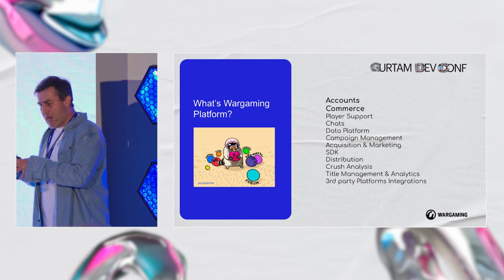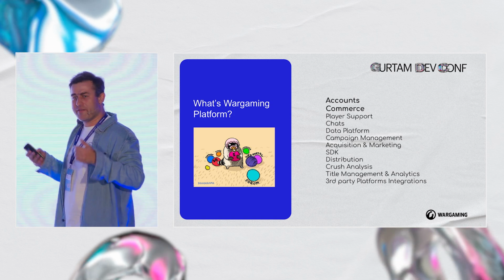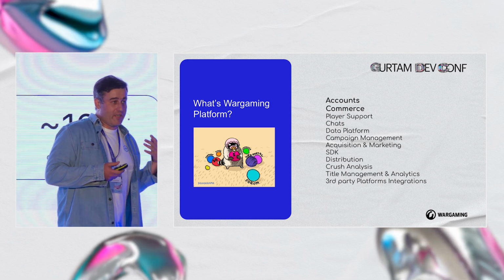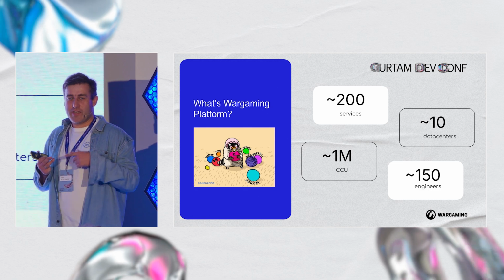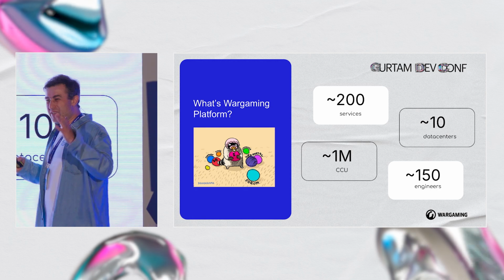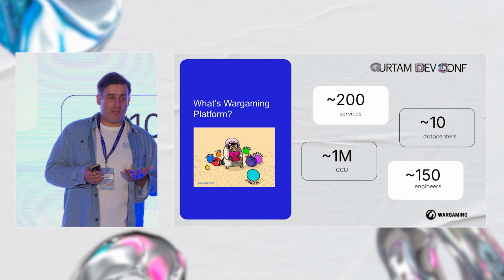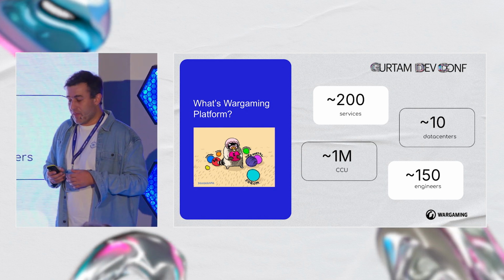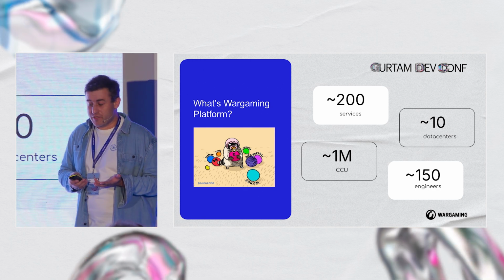The commerce team, how to pay. The accounts team, how to log in. And other teams, how to do something else. And from a technical perspective, there are 200 services. I mean, totally different services. One service is how to log in, and 199 other services for other purposes. About 10 data centers across the world. And in peak times, we as a platform handle 1 million concurrent users. And it's done by roughly 150 engineers.